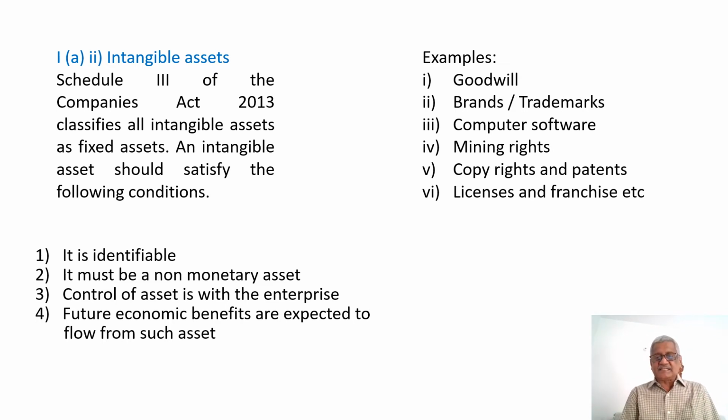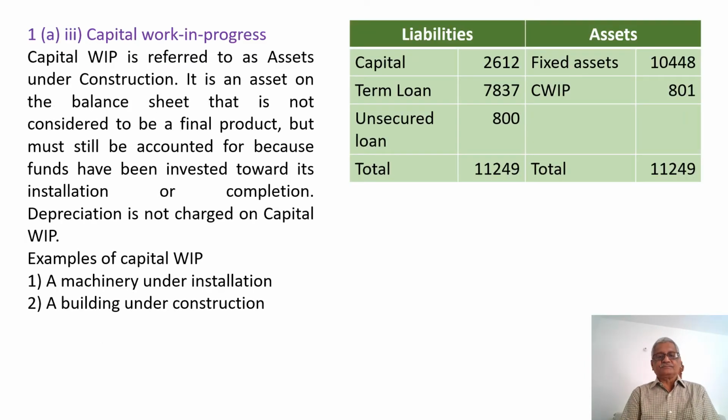Now let us understand the examples of intangible assets. They are goodwill, brand or trademarks, computer software, mining rights, copyrights and patents, licenses and franchises, etc. are examples for intangible assets.